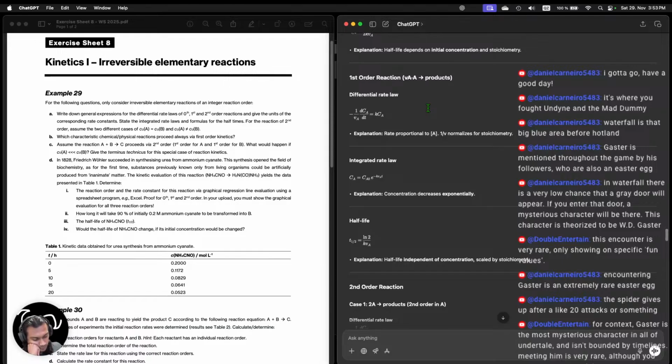Half-life. T 1/2 equals ln 2 over K. Half-life does not depend on the concentration scaled by stoichiometry.